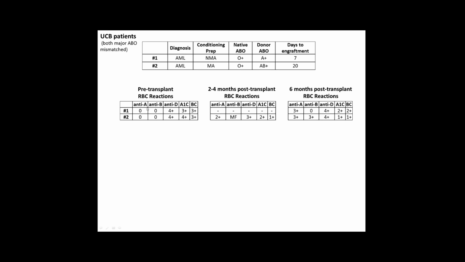Patient number 2 is appropriately expressing no A or B antigen on her red cell surface, but is also expressing the anti-A and anti-B antibodies in her back type. 2 to 4 months post-transplant, she is expressing the A antigen on her red cell surface. MF stands for mixed field, so that B antigen is just starting to form. However, we see that she's also expressing the anti-A and anti-B antibodies in her back type, and that remains at 6 months post-transplant.